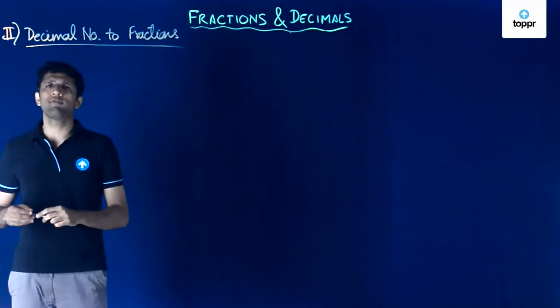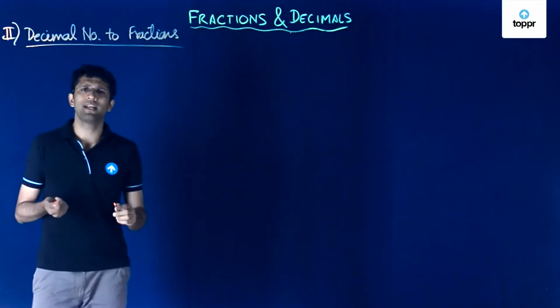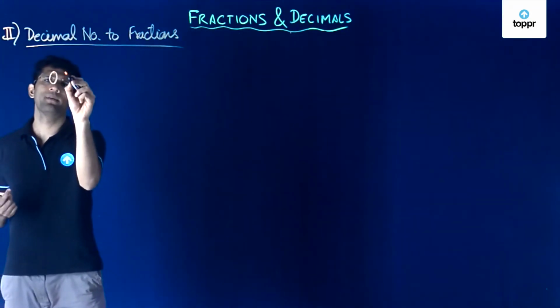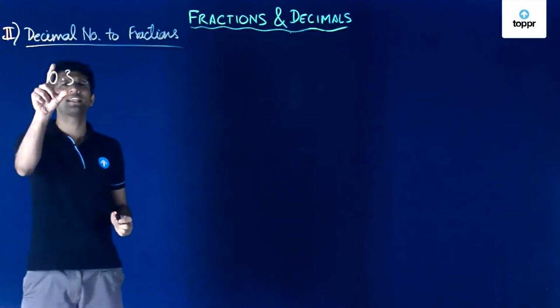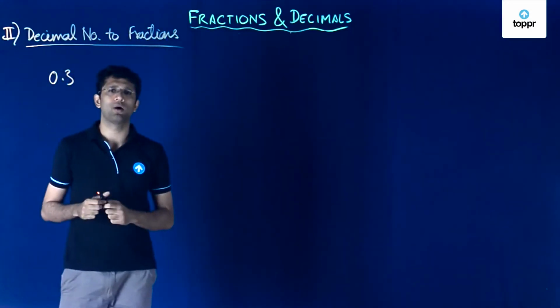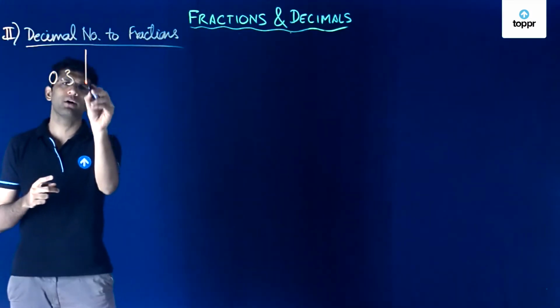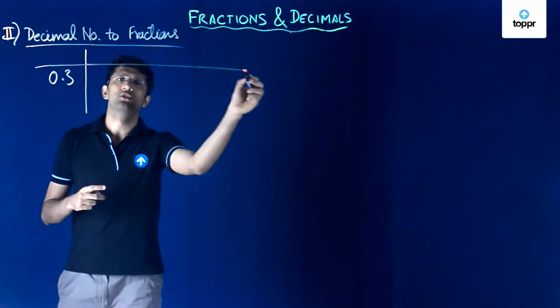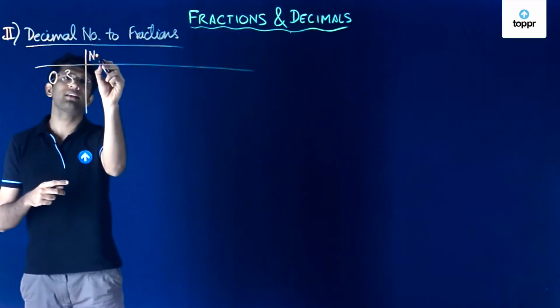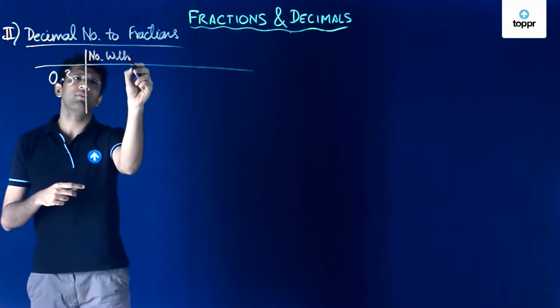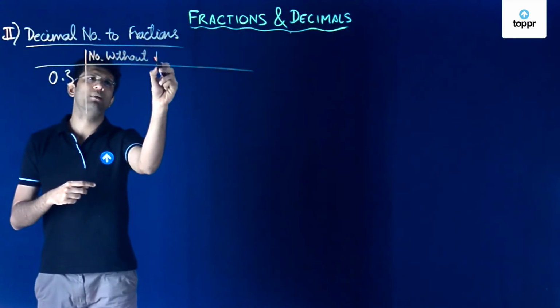Let us take examples of a few decimal numbers. For example, let us take the first example as 0.3. And suppose we want to convert this decimal number into a fraction. Now, the rule to convert a decimal to a fraction is we first write down the number without the decimal point. So here we will make a table wherein we are writing the number without the decimal point.